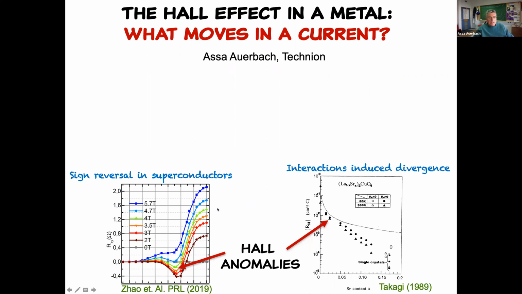And those anomalies are difficult to understand within the classical and the simple-minded theories of metals, and that's why they're called anomalies. For instance, in superconductors, it was seen quite commonly that the Hall effect changes sign. And in cuprate superconductors, next to the Mott insulator, there was a divergence seen, and the divergence is not expected by any simple theory of metals. So these were the two phenomena that motivated this talk. But the talk is more general than that.